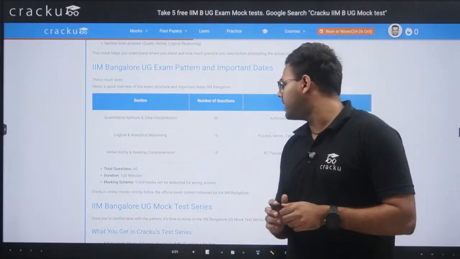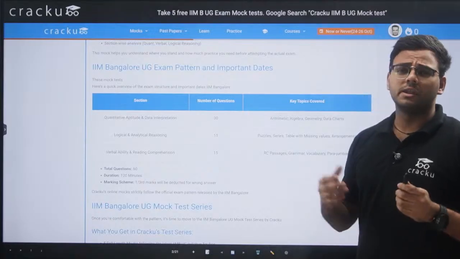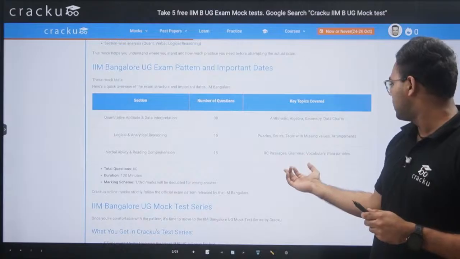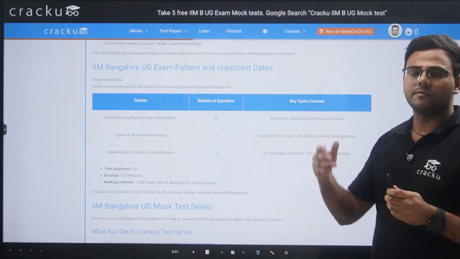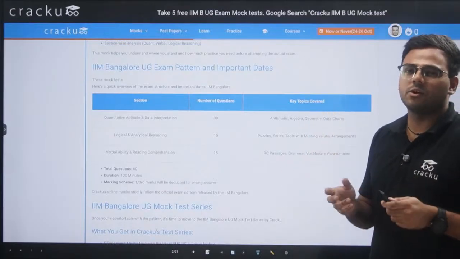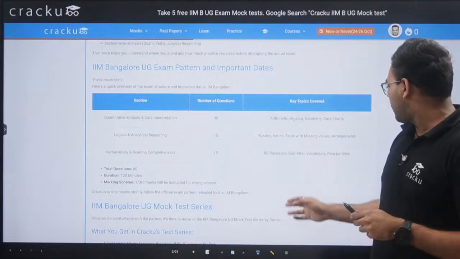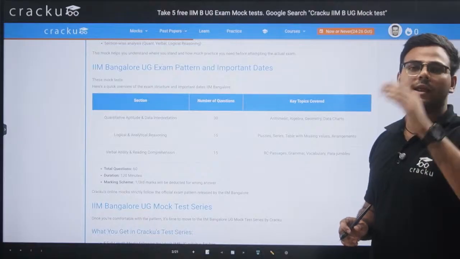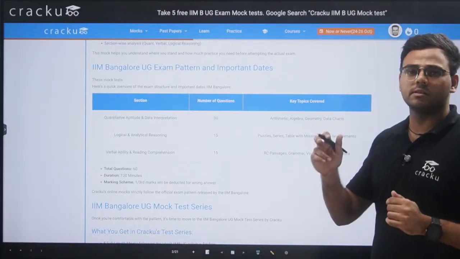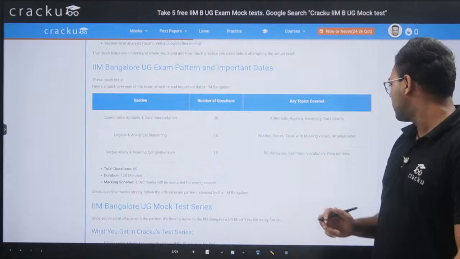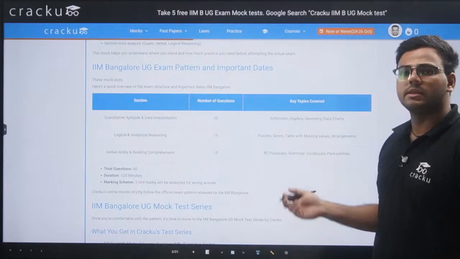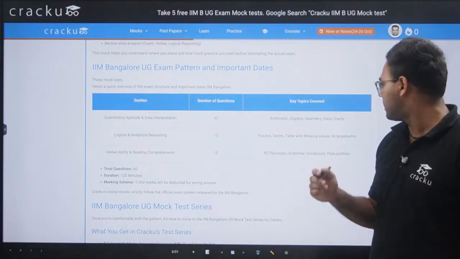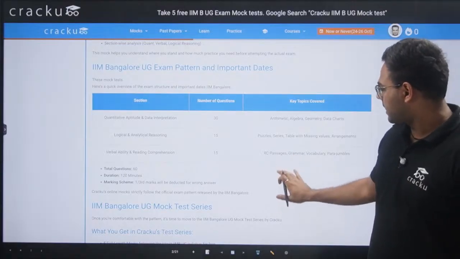And then we have verbal ability and reading comprehension. These are 15 questions, and in them there will be RC passages of roughly 400 to 500 words. On each RC passage, you will be provided with 3 or 4 questions, and you have to answer them on the basis of the passage. There can be grammar as well, vocabulary, para jumbles, para insertion. Verbal ability can include anything. So this is about the paper pattern.